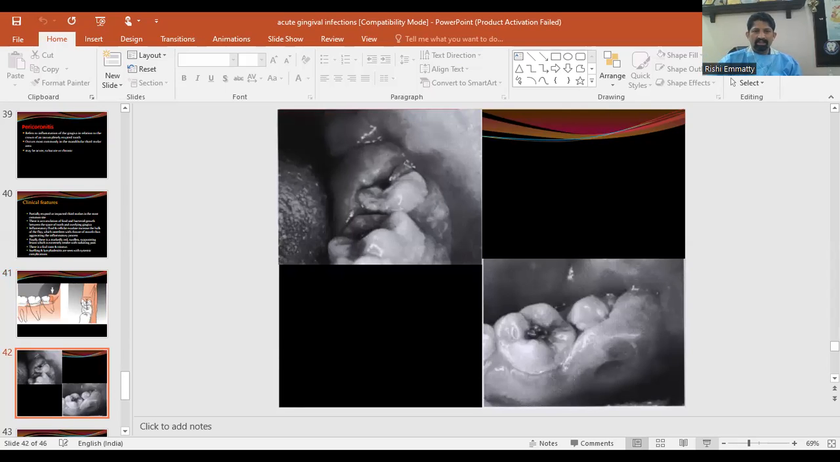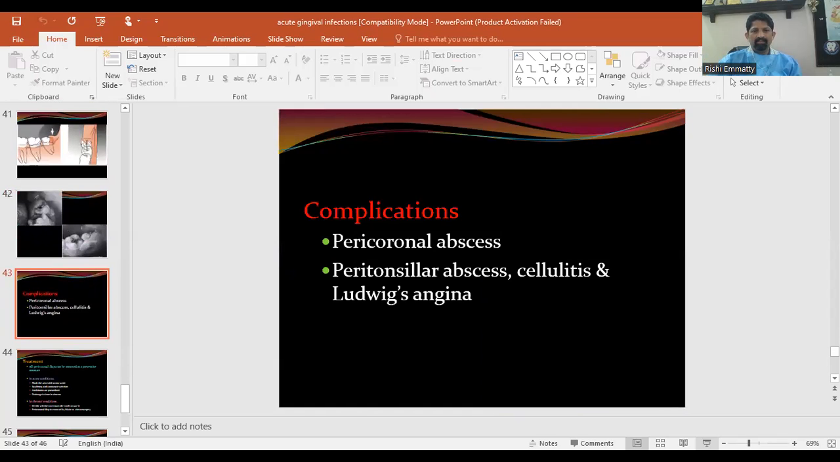You can see the other diagram. Photo, sorry, they are not diagrams, they are photos. You can see that in the lower right side, it is partially erupted. So there is swelling. Usually when the patient opens the mouth, it affects that area.